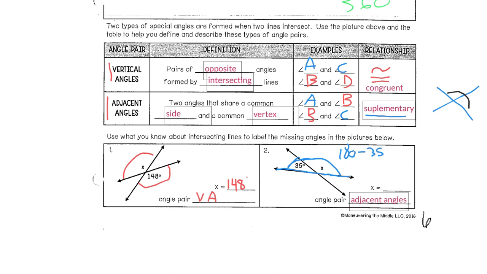Okay, here's how I do it in my head. 180 minus 30 would give me 150, minus 5 more would give me 145. You can do it in your calculator or you can do it in your head the way I just did. That is 145 degrees. So we're using what we know about these 2 relationships, vertical angles and adjacent angles, to solve for missing angles in a diagram.